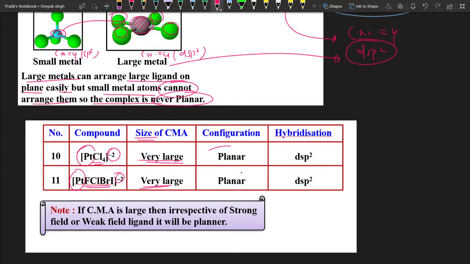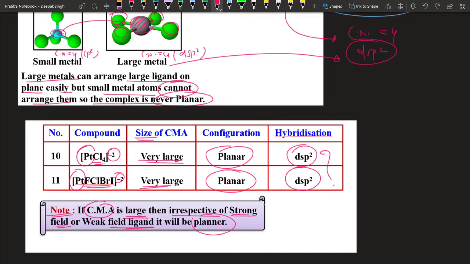So the configuration for this is what? Planar, that is the geometry is planar, and the hybridization will be dsp2. So the reason behind dsp2 hybridization is the larger size of the metal. Because of the larger size, these metals can hold the ligands in the same plane without repulsion between the ligands. So please remember this note. If the central metal atom is large, then irrespective of strong field or weak field ligand, it will always be planar.